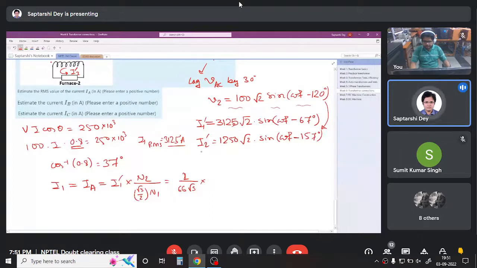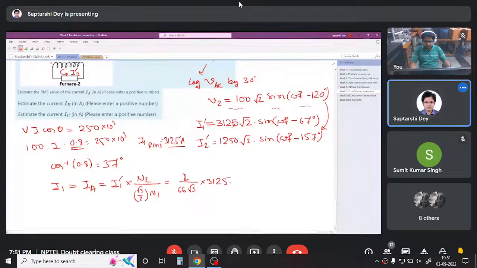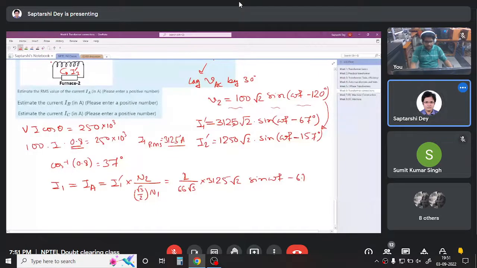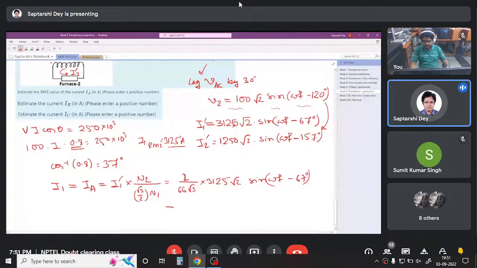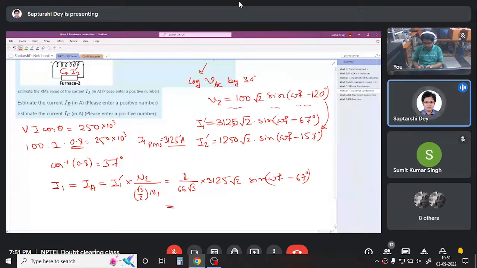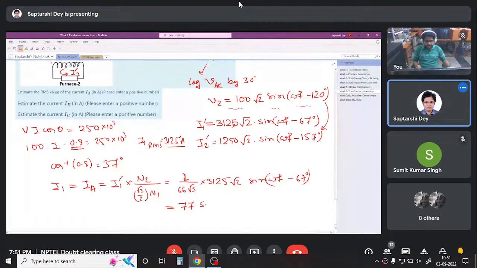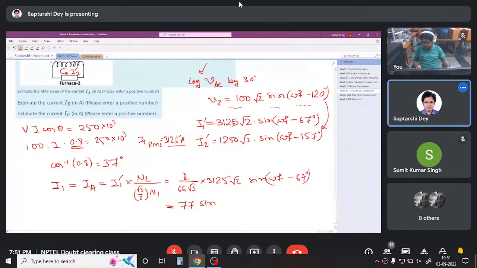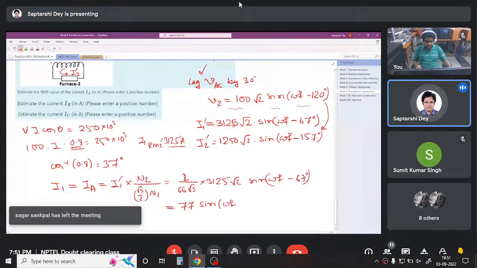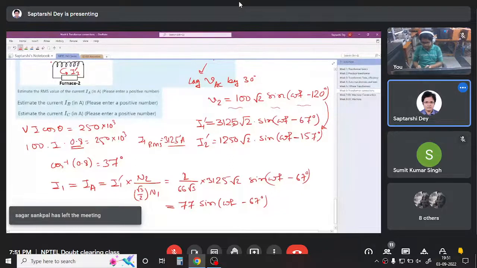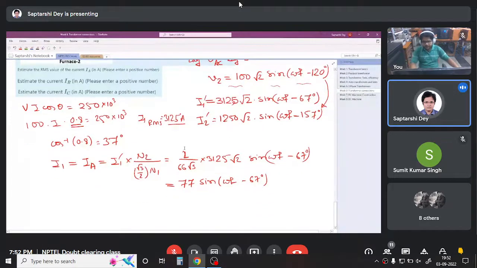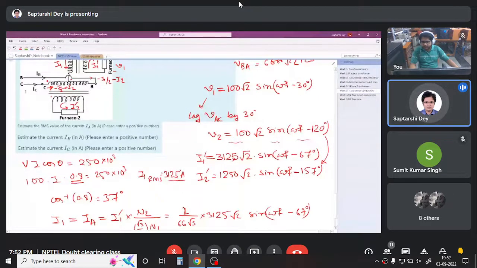And whatever we have here, 3125 root 2 sine omega t minus 67 degree. Can you please do it and tell me? 2 times 3125 root 2 divided by 66 root 3. Around 77 ampere. Okay, I am writing approximate values. We will quickly do the phasor. That is very interesting. Sine omega t minus 67 degree. Okay, this is I1.